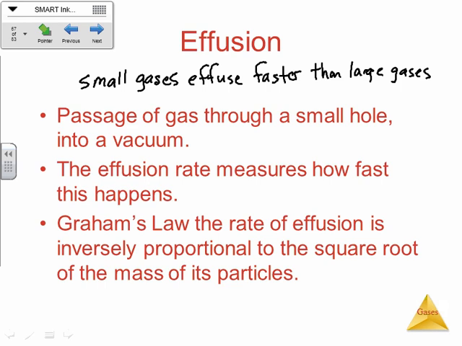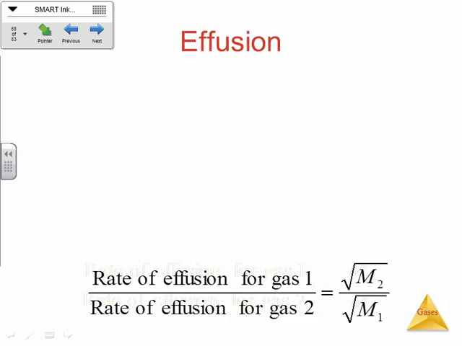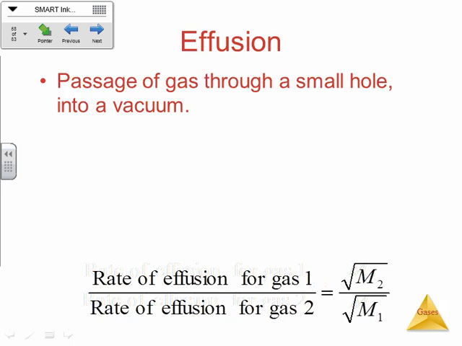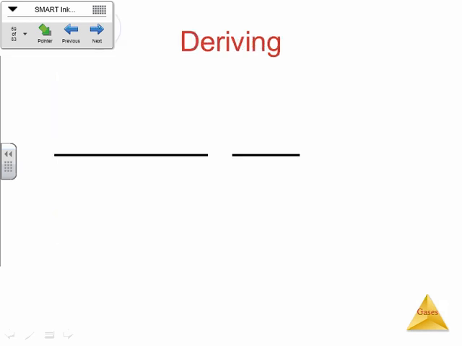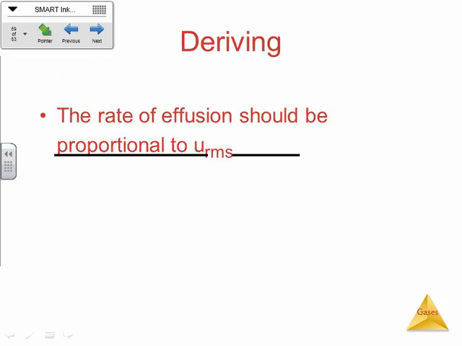Graham's law says that the rate of effusion is inversely proportional to the square root of the mass of its particles. Okay, that's basically what I just said. And so here's the equation for that, okay? The rate of effusion for gas 1 over the rate of effusion for gas 2 is equal to the square root of the molar mass of 2 over the square root of the molar mass of 1. So there's your equation for that. But again, as long as you remember what I just told you, I don't think you need to know the equation. Here's how this is derived.